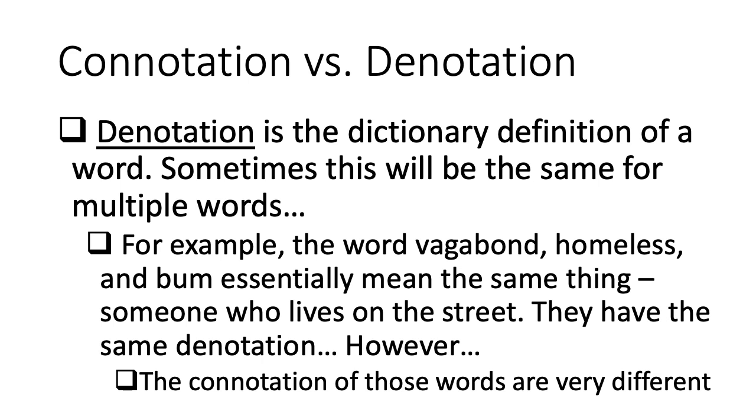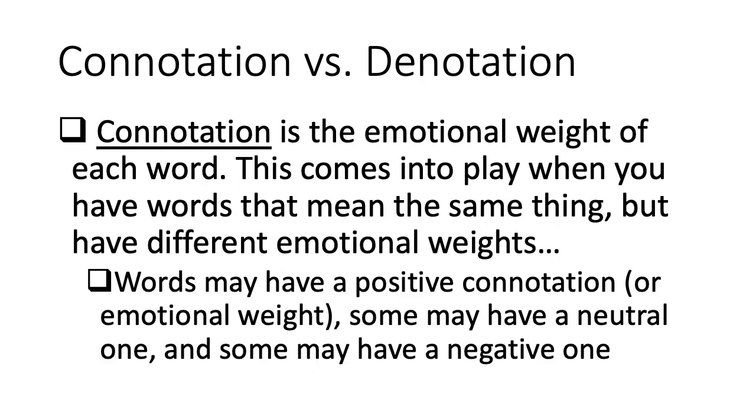Now, denotation is actually the dictionary definition of words. So for all three of those last examples, they all mean the same thing: somebody who does not have a home. However, the connotation is actually very different. So denotation, dictionary definition of the word. Connotation is the emotional weight of the word. When it comes to expressing and using those words, not all of them are the same, and it's going to be very important to keep in mind that choosing which one you use is going to say a lot about it. And so basically, you have words that have positive connotations or good, words that have neutral connotations, neither good nor bad, or words that have a negative connotation.